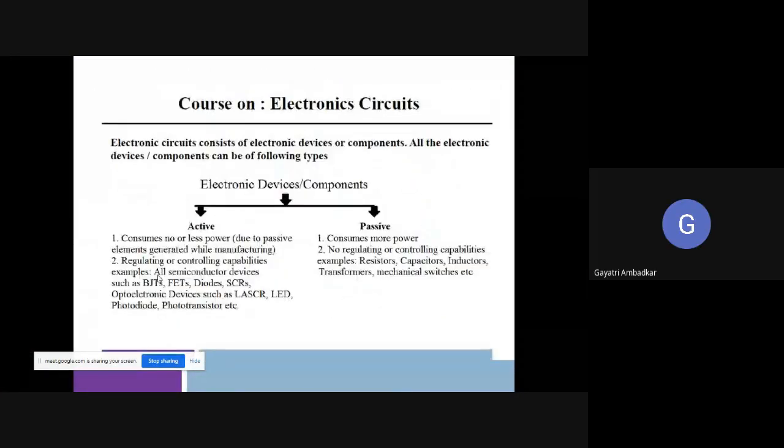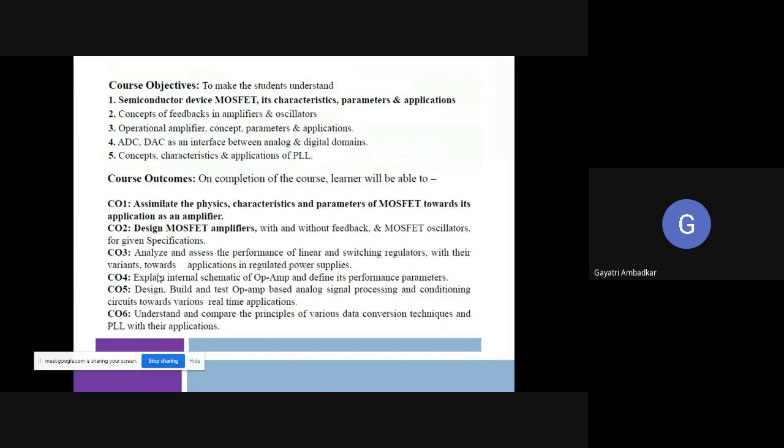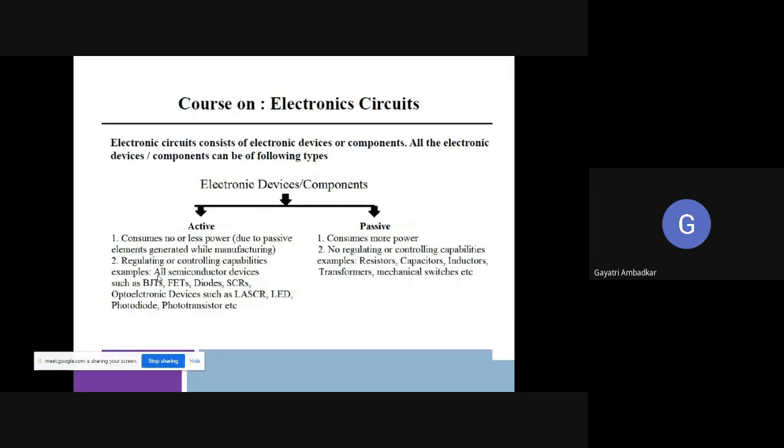So we have started unit number 1 in the last lecture. We have seen the syllabus of unit number 1, the different course objective and course outcome. These we have discussed. Then we have discussed the basic electronics as a prerequisite required for this subject.